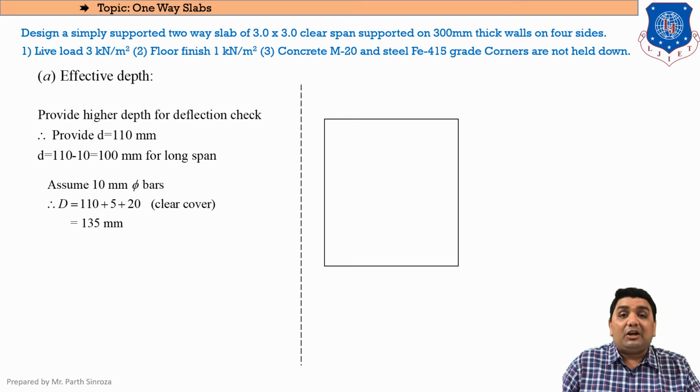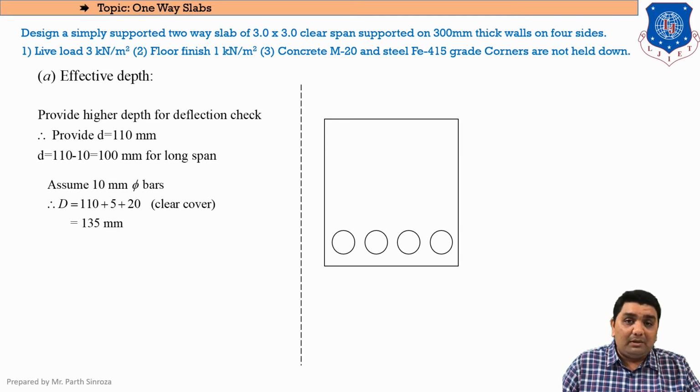So let us assume that this is a cross section of the slab. This will be the bars provided in the X section, that is the shorter span. But if it was a one-way slab, we would be focusing in the design perspective only on the one axis, that is the shorter span. But now we are dealing with two-way slabs. That means the main reinforcements are provided in both the directions.